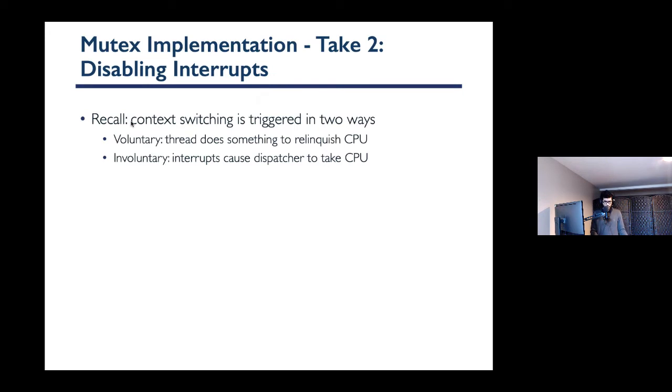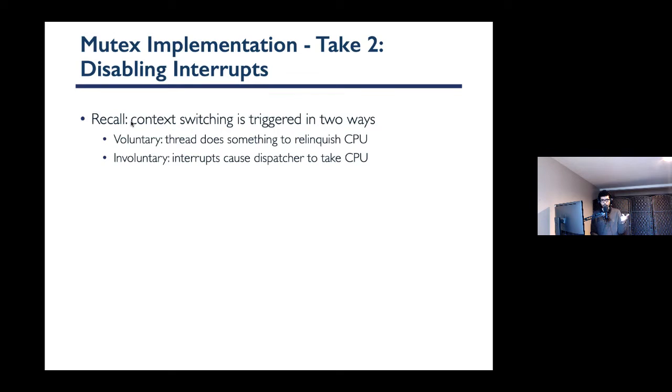So the idea is, well, let's focus on uniprocessors for a bit. Later on, we'll talk about multiprocessors. But let's say we have a uniprocessor. If thread A is running, how can thread A stop running? Well, we talked about two events that cause context switching. One was voluntary context switching, and the second one was involuntary context switching.